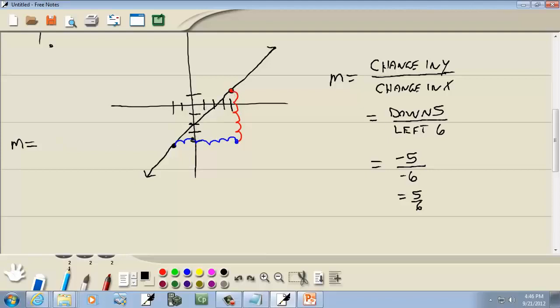Instead of starting there and going down, let's start right here. And we're going to go up and into the right. So I'm going to go 1, 2, 3, 4, 5. So I went up 5. And then I'm going to go right. So I go 1, 2, 3, 4, 5, 6 to the right. So I'll go right 6.